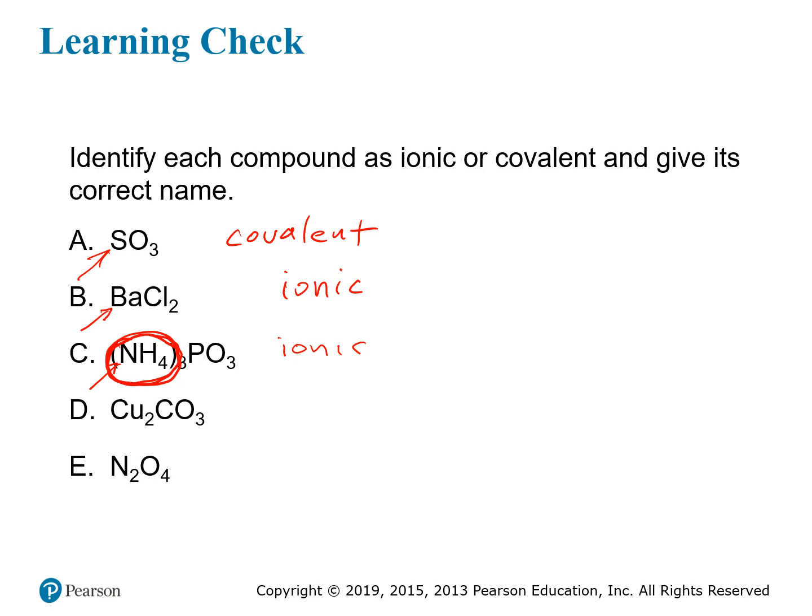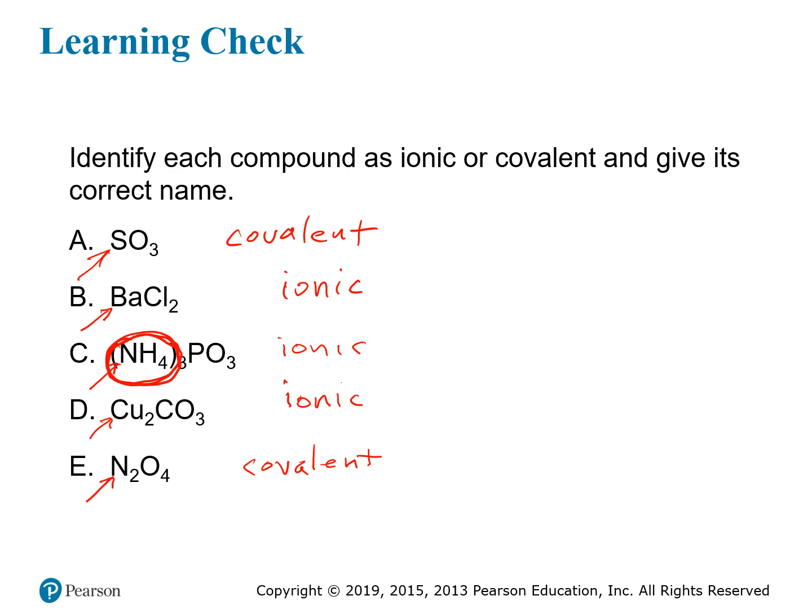For D, the fourth problem, the fourth formula is Cu2CO3. Okay, so the first element is Cu. That stands for copper. Copper is obviously a metal, and so this is also ionic. Okay, and then the last formula, E, the formula is N2O4. The first element is N. This N is not part of ammonium, it's just N. And so that's nitrogen, which is a nonmetal, and that makes this definitely covalent. Okay. And now that we know what types of compounds these are, we can go through and name them.